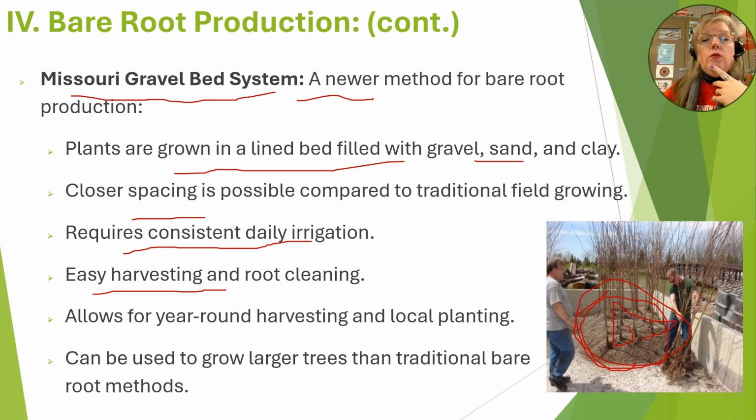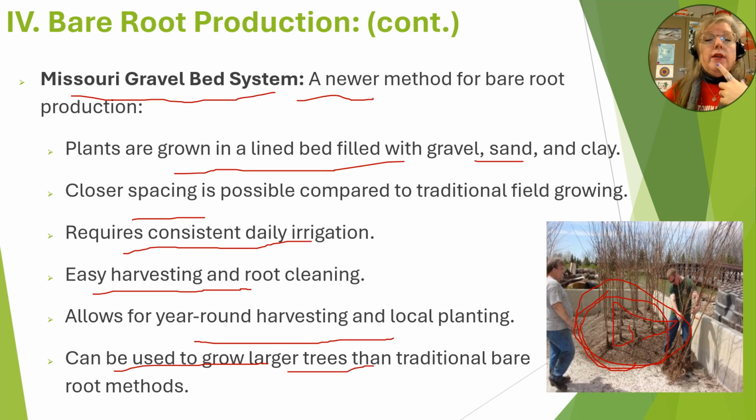But it gives you really easy harvesting. When somebody buys one of these, it's real easy just to yank it up out of there and dust the sand off. So it allows for year-round harvesting and local planting. So once you have this ready, you're ready to go right down into the ground. So you can use it to grow the larger trees.